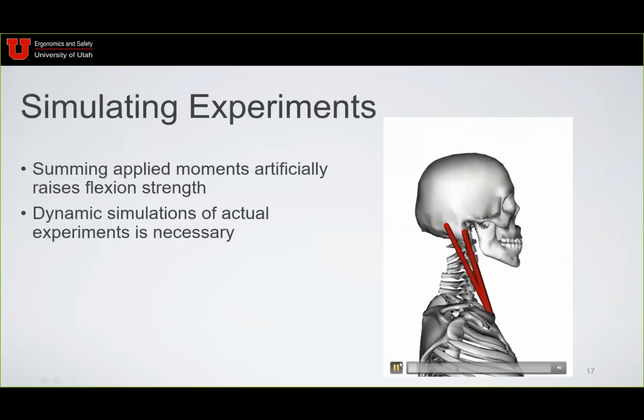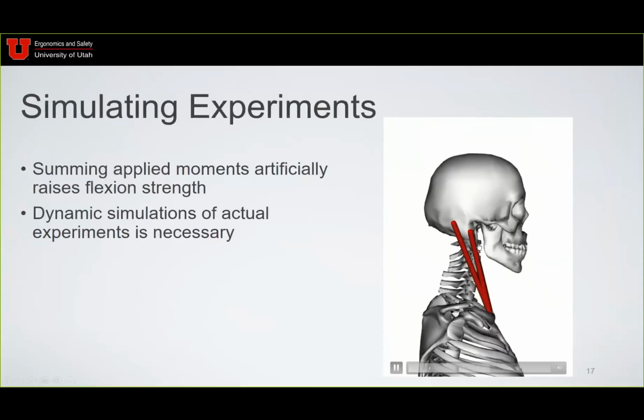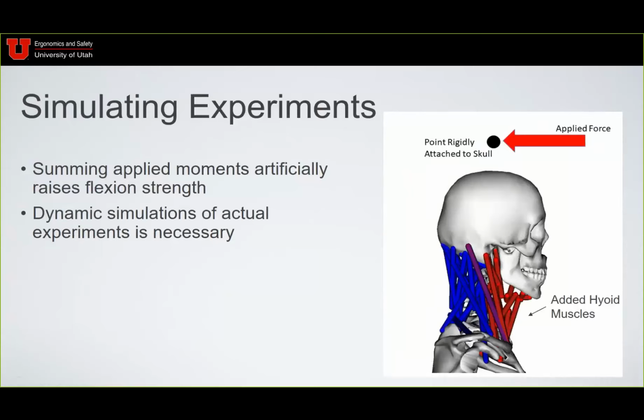But once these hyoid muscles were added, we wanted to simulate actual experiments, as I was mentioning earlier. This video shows you what flexion and extension look like in the lower cervical spine, and then what flexion and extension look like in the upper cervical spine. A real possible way of calculating the strength of your model incorrectly is to only look at the moment that the muscles can generate in the lower cervical spine or the upper cervical spine. If you look at them separately, you're going to artificially raise the flexion strength because, as we noted, these muscles can cause extension in the upper cervical spine, really lowering how effective the muscle is at bringing the whole neck into flexion. So we thought dynamic simulations of actual experiments are necessary.